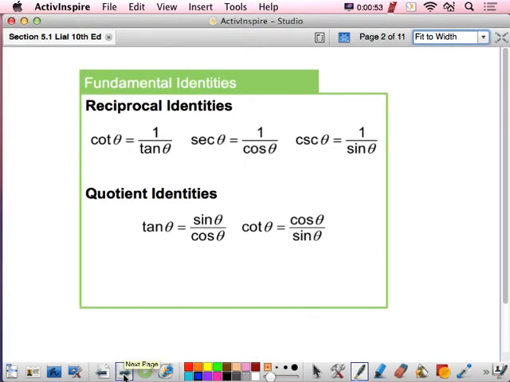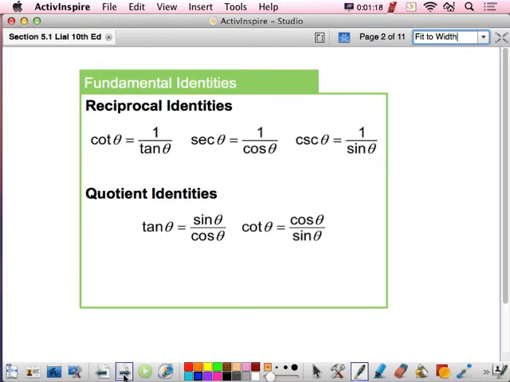Okay, so real quick, let's review your reciprocal and your quotient identities. The reciprocal identities state that cotangent of theta is the same as 1 over tangent of an angle. Right. So as long as your angles are the same, the cotangent value is always equal to 1 over the tangent value because they are reciprocals. It would also be true vice versa. Tangent is equal to 1 over cotangent.